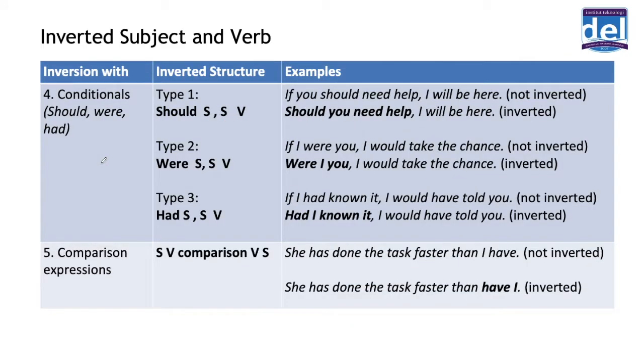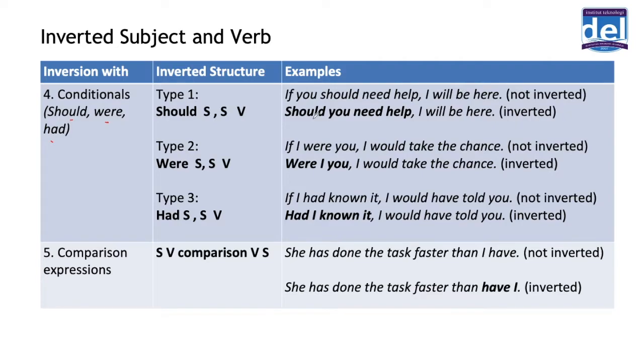Situation number 4 is in conditionals. Subject and verb inversion can happen in conditionals by omitting the if. For example, in type 1, by using should, the structure is should subject, comma, subject verb. This is an example of a normal structure. Yeah? If you should need help, comma, I will be here.